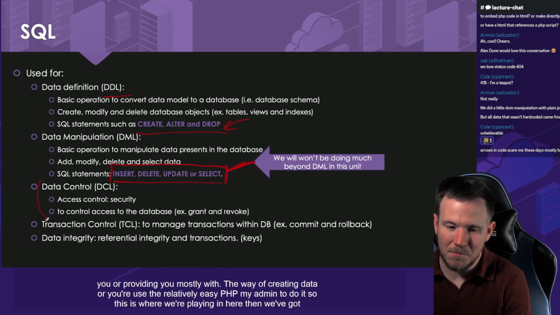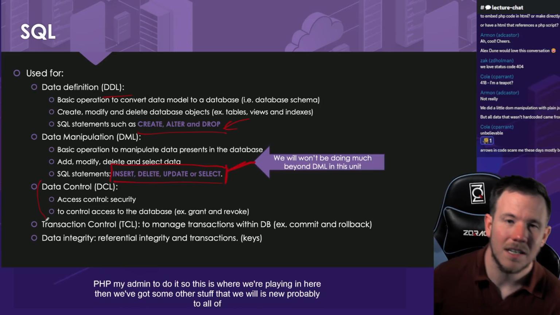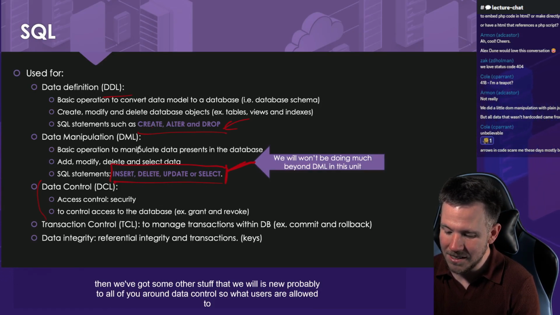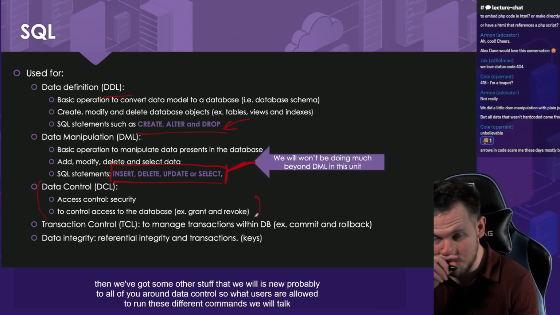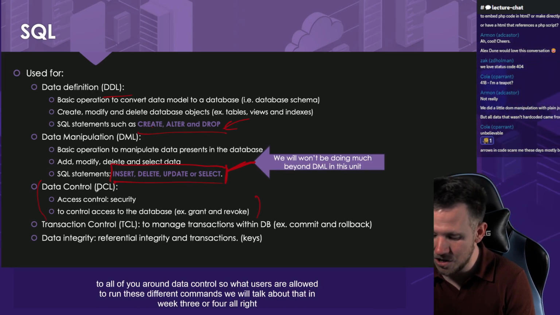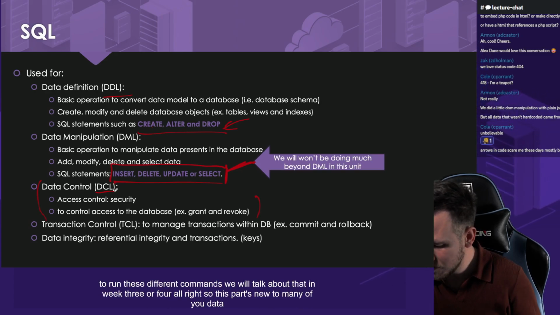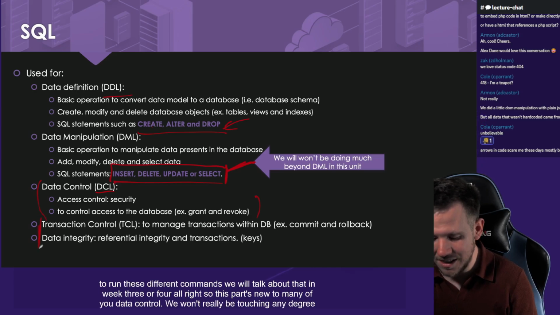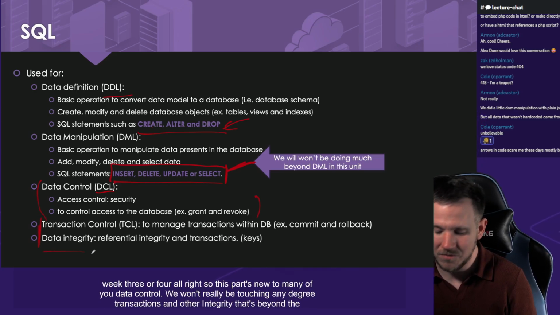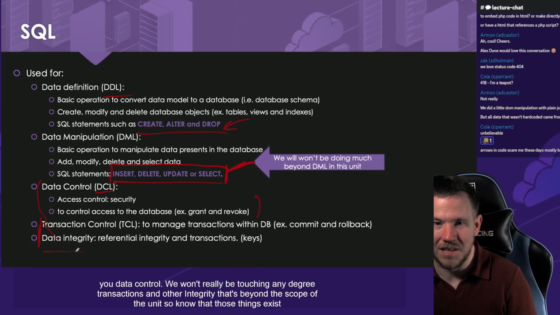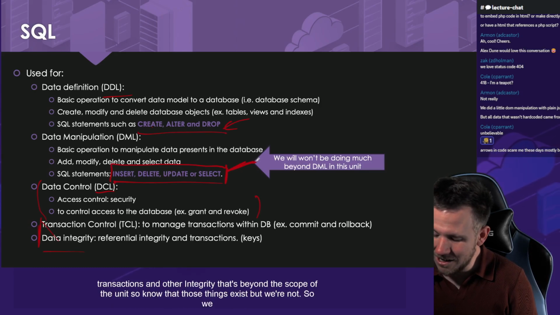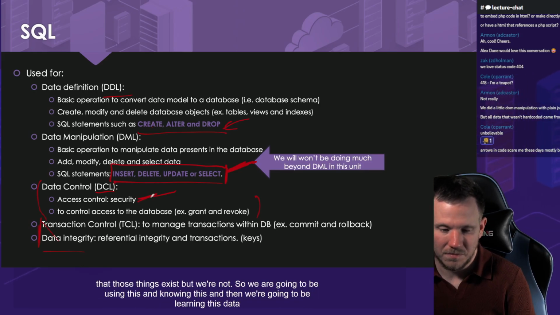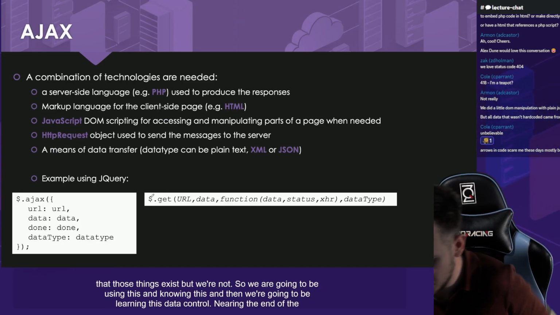Then we've got some other stuff that is new probably to all of you around data control. So what users are allowed to run these different commands. We will talk about that in week 3 or 4, right? So this part's new to many of you, data control. We won't really be touching to any degree transactions and data integrity. That's beyond the scope of this unit. So know that those things exist, but we're not playing with those. So we are going to be using this and knowing this, and then we're going to be learning this data control. Nearing the end of the slides, don't worry.